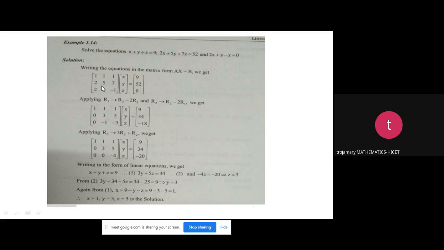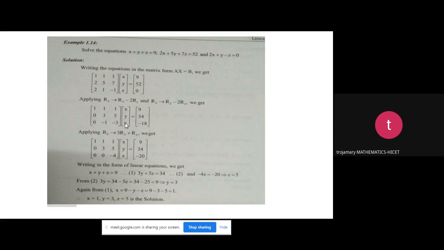Now here in this example, they are directly applying the row operation, but actually we first write the augmented matrix. So how can you write the augmented matrix? This: 1, 1, 1, 9, 2, 5, 7, 52, 2, 1, minus 1, 0. Now apply the row operation. That is, you try to bring the augmented matrix into echelon form, right? So you make the first elements in the second row and third row become 0. Applying the row operation, R2 equal to R2 minus 2R1. Similarly, R3 equal to R3 minus 2R1. We get the resultant matrix as 1, 1, 1, 9, 0, 3, 5, 34, 0, minus 1, minus 3, minus 18.